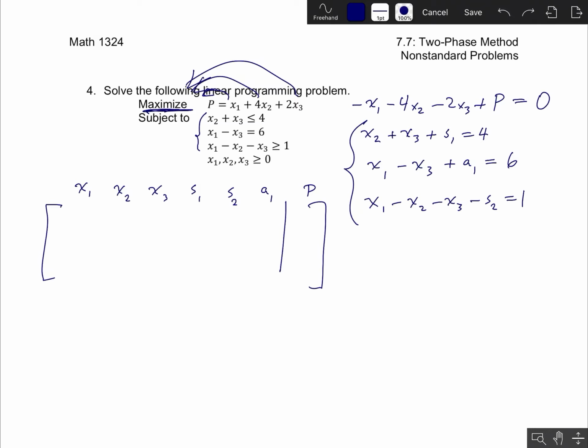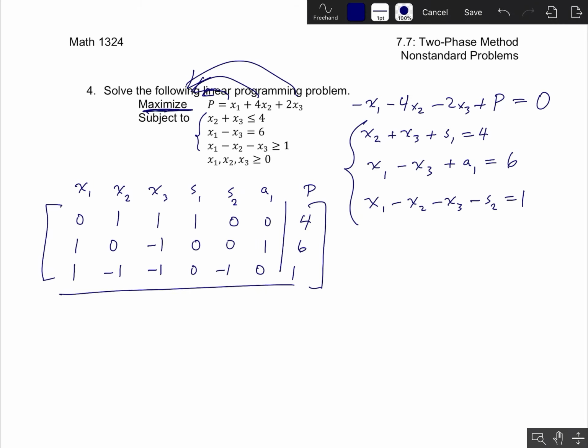So let's translate each of these constraints into equations here. For that first constraint, I have an x2 plus an x3 plus an s1 equals 4. So that would look like this. For the next constraint with the artificial variable, I'll have a 1, a 0, a negative 1, and then a 0, 0, 1, 6. So there I am actually using my artificial variable. And then for the last constraint, I'll have a 1, negative 1, negative 1, 0, negative 1, 0, 1. So those are our constraints.